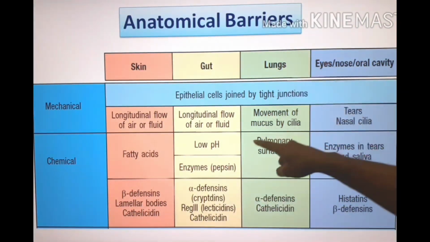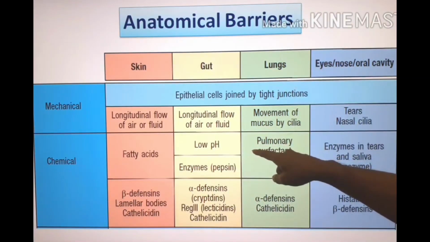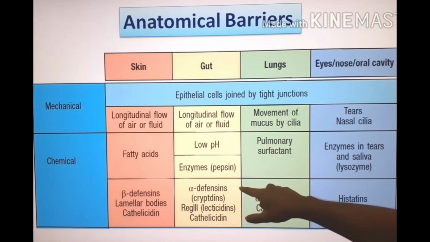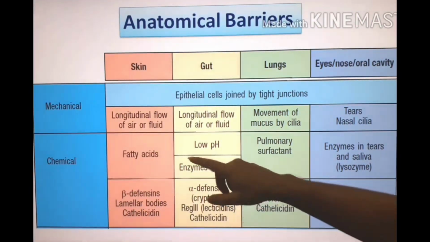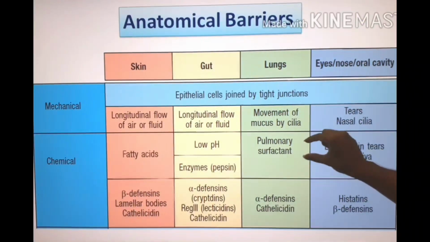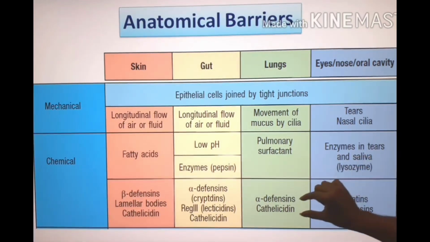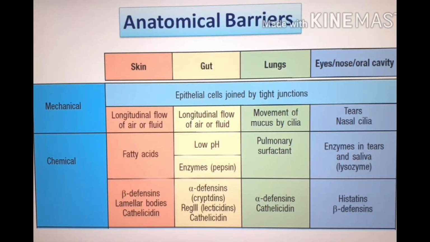In the gut, there is low pH, meaning acid in nature. Enzymes like pepsin are there, and chemicals like alpha defensins and cathelicidins. The chemical barrier in the lung is pulmonary surfactant proteins, like SPA and SPD. These also act as opsonins and also contain alpha defensin and cathelicidin. In the eyes, there are chemicals like lysozyme, enzymes, histamine and beta defensins.